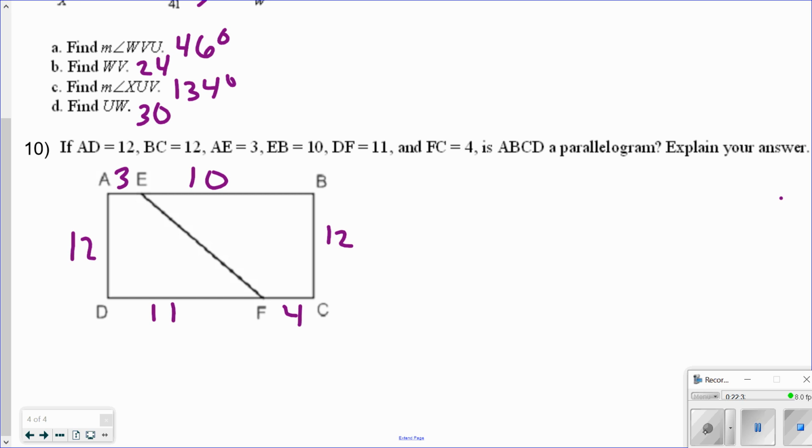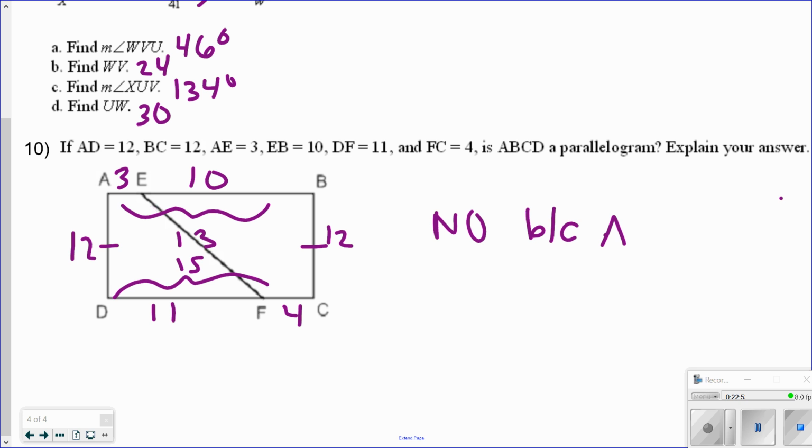So now for this to be a parallelogram, we know that the opposite sides must be congruent. So these ones work. But if I look at AB and DC, we notice that this is 13 and this side here is 15. So no, this is not a parallelogram because AB is not the same measure or length as DC.